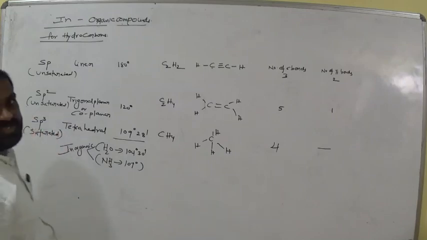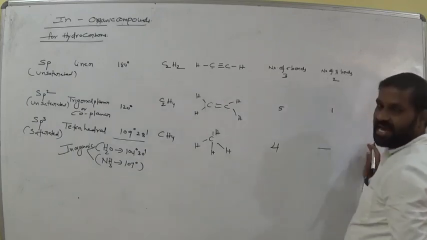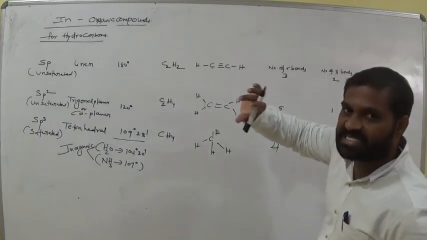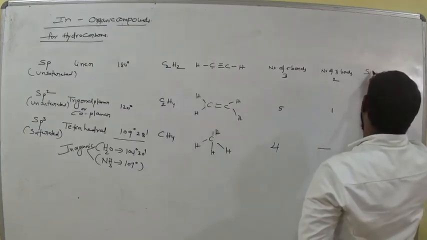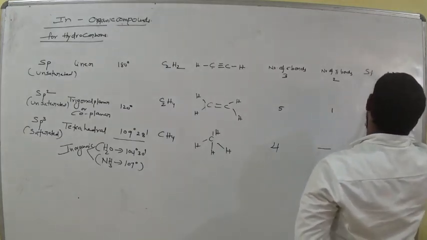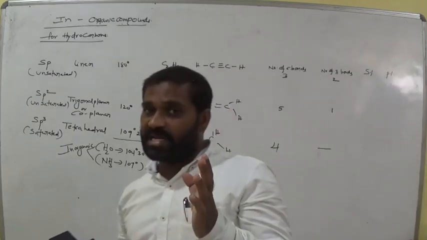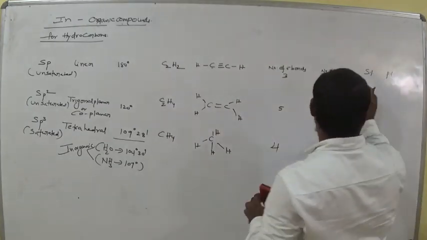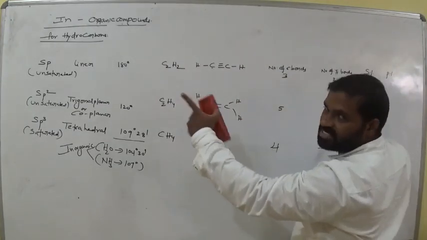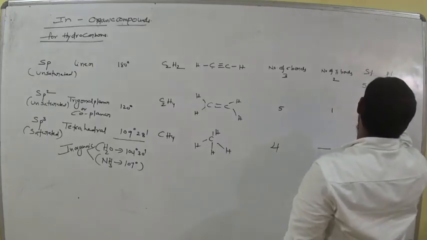Is it clear? Next, come to percentage of S character. How much S is present, how much P is present in the orbital? Percentage of S orbital and percentage of P orbital, how much percentage? In total, we can calculate with respect to 100. Now percentage of S orbital: 1 S, 1 P, how much is it? 50% S orbital, 50% P orbital.